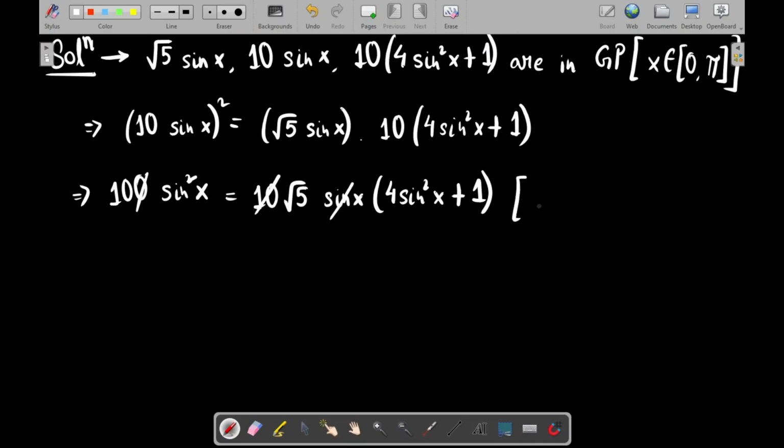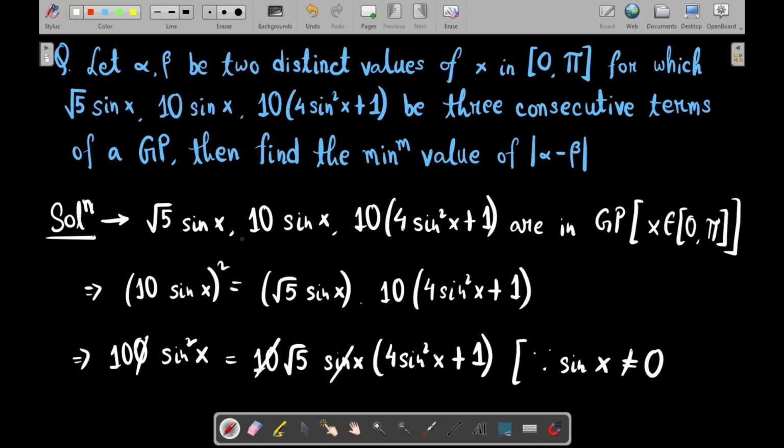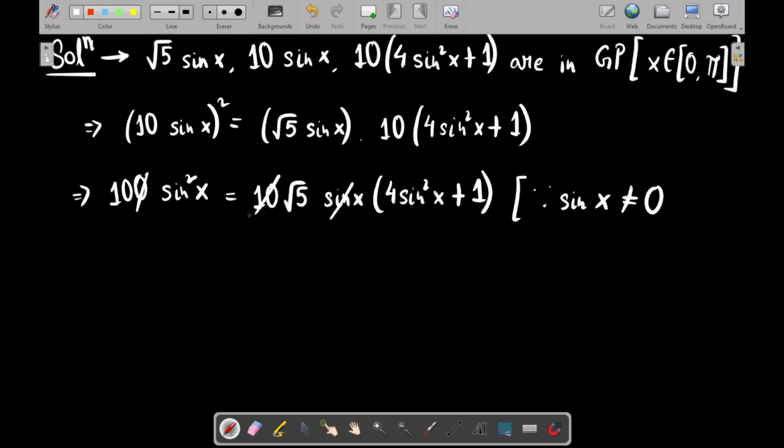We can cancel one sin x from the left hand side with this sin x. This is because sin x is not equal to 0. If sin x is equal to 0, then all of these three terms will become 0, and the condition for GP will be invalid. It becomes 0 upon 0, which is meaningless. So sin x is not equal to 0, and that's why we can cancel this sin x from both sides.